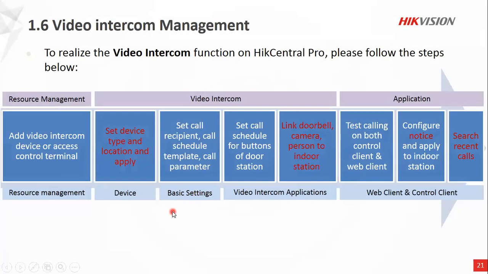So the next one, this is our video intercom function. Okay. This is just basically showing us how to add the physical device. This is via our resource manager. We can set a device type. We can set our recipients. We can send a link, a physical doorbell or person.